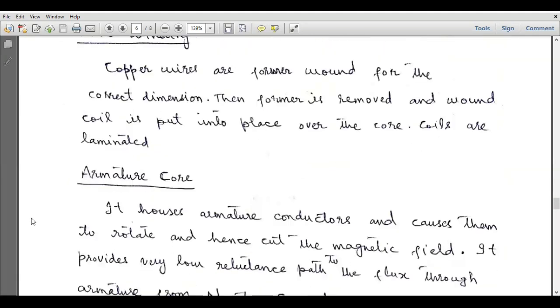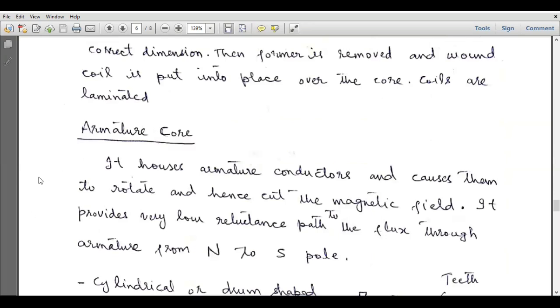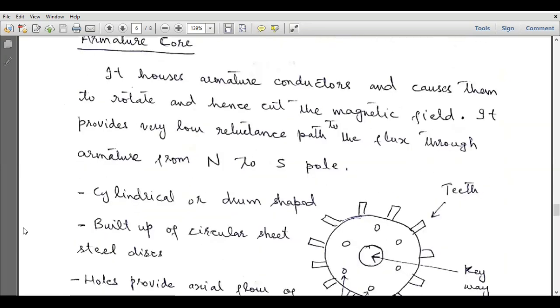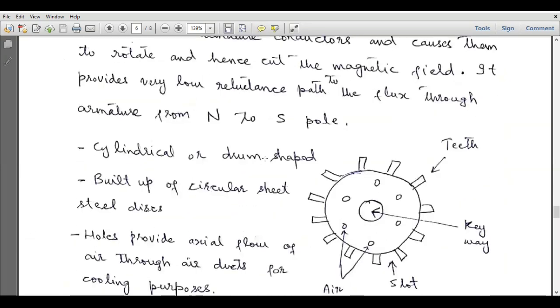Now we will discuss the parts of the rotor. So the first part of the rotor is the armature core. It houses armature conductors and causes them to rotate and hence cut the magnetic field. It provides a very low reluctance path to the flux from armature from north to the south pole, and it is cylindrical or drum shaped. It is built up of circular sheet steel discs, right?